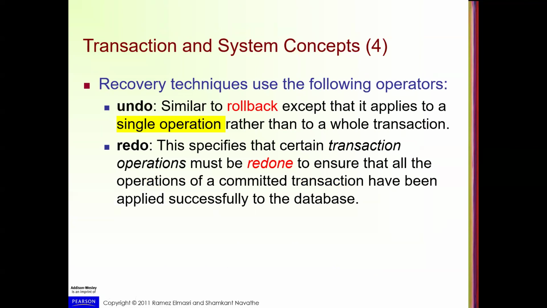Now let us see what rollback is doing and what redo is. What do we mean by redo? There are two terms called undo and redo. Undo is similar to rollback. You are coming back, you are unsaving it, except that it applies to a single operation. So when you have a single operation to cancel inside the transaction, then you use undo. Redo specifies that certain operations must be redone to ensure that all the operations of a committed transaction have been applied to the database.